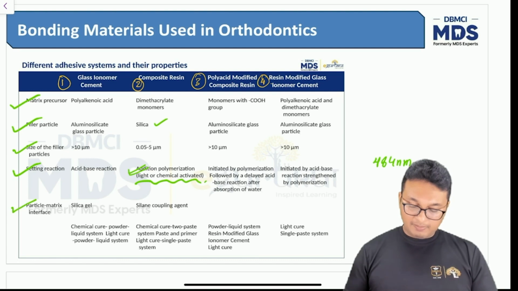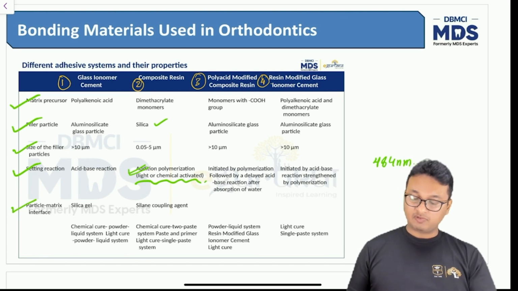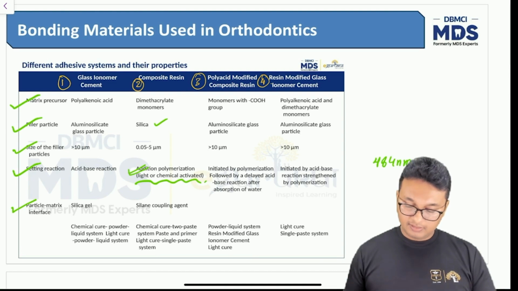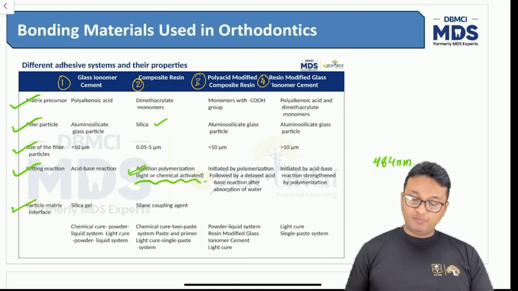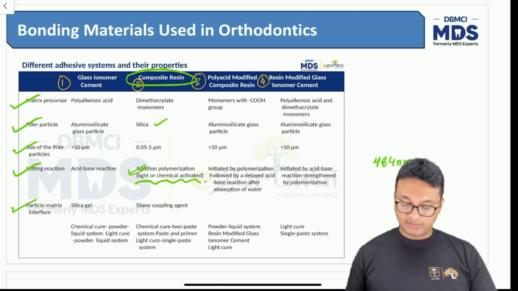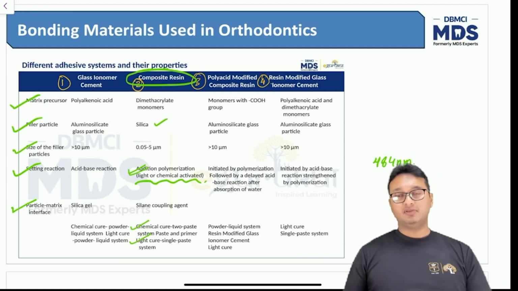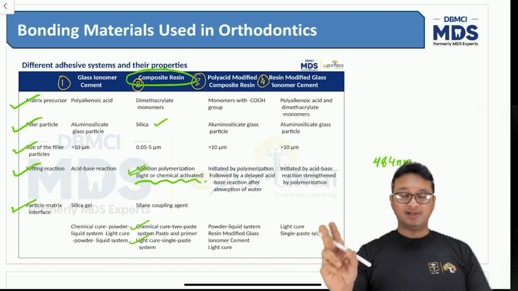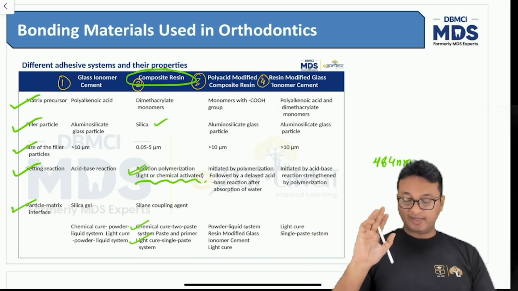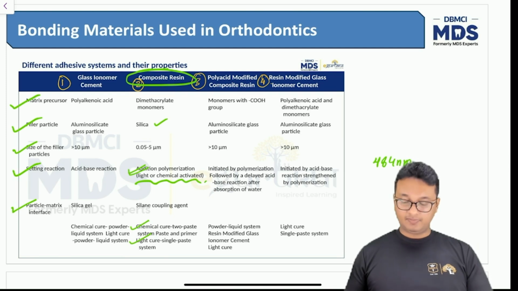Then at the particle matrix interface, we have silica gel and we have silane coupling agent in case of composite resins. Okay, so composite resin is the most commonly used material for bonding of brackets onto the teeth. So we have got a chemical cure two-phase system and a primer light cure system, that is a single phase system. That can be chemically cured, that is called self-adhesive, and the second is called light cure, that is light adhesive composite material. Okay.